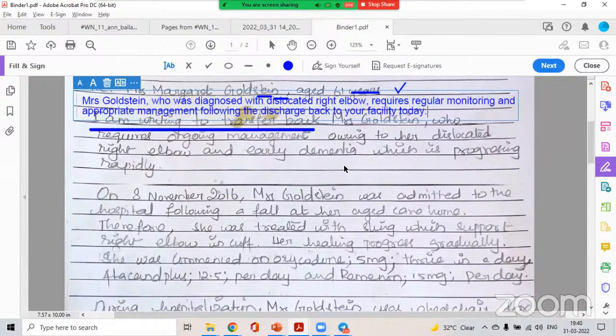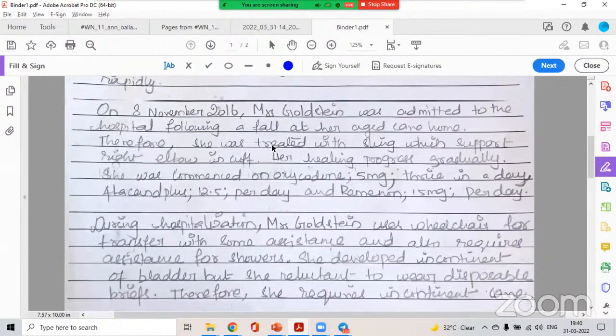So other things you can write. Most important thing you can write here. On 8 November 2016, Mrs. Goldstein was admitted to the hospital following a fall at aged care home. Therefore, is this E or O? I don't know whether this is E or O. I don't have any difference between O and E.